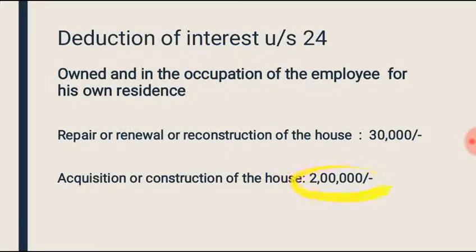Rupees 2 lakh is the limit for deduction of interest in case of acquisition or construction of a house which is self-occupied. In case the property for which the home loan has been taken is not self-occupied, there is no maximum limit prescribed, and the taxpayer can take tax deductions of the whole interest paid under Section 24.